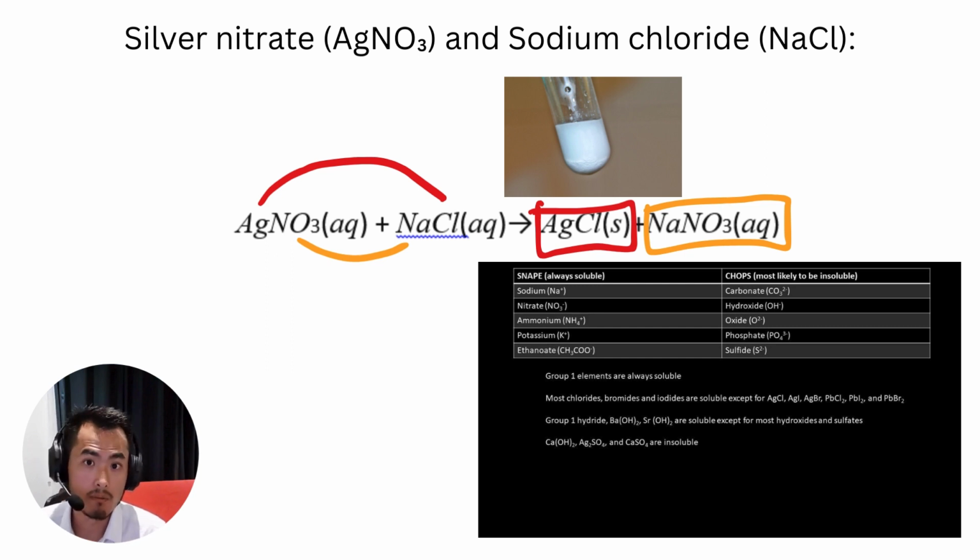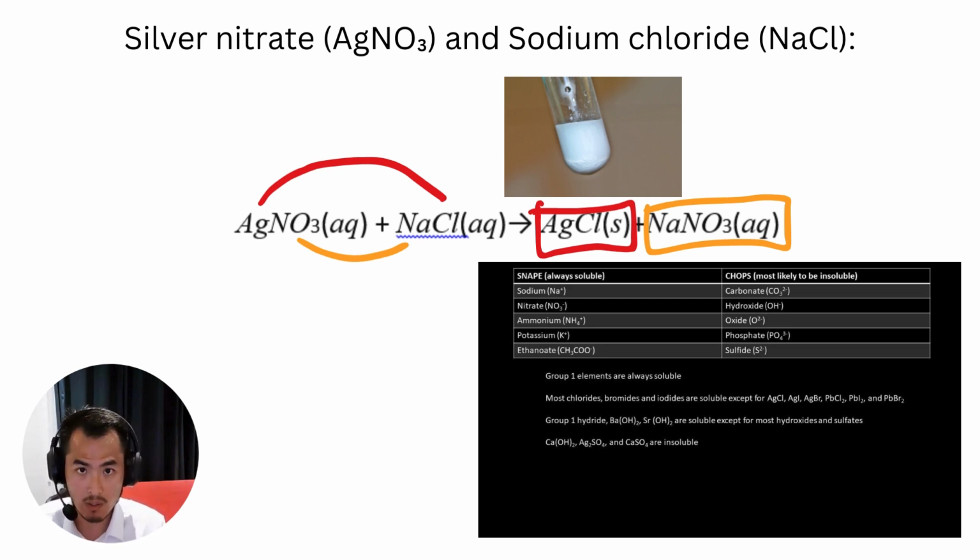If you still remember, the second of the four rules on the table says that all chlorides, bromides, iodides are soluble in water except for silver chloride, bromide, iodide and also lead chloride, bromide, iodide. There's a reason why silver chloride here forms the white precipitate. It is solid. You see the letter S is solid because it's a precipitate. Sodium nitrate dissolves in water. So this is how you do it.